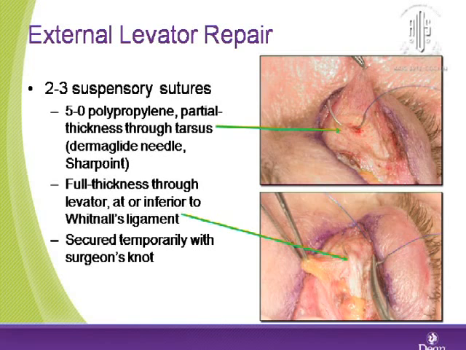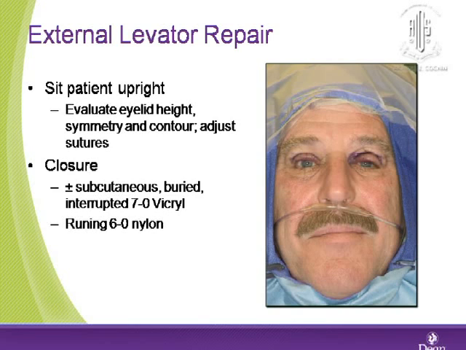These are secured temporarily, and I tend to like to pass the suture up by Whitnall's ligament and then just loosen it to a hangback as necessary. It saves the time-consuming tying and untying of the sutures that can happen without any decrease in the precision of the operation. We then sit the patient upright and adjust the sutures, and then the closure can really be any standard eyelid closure. They all work.